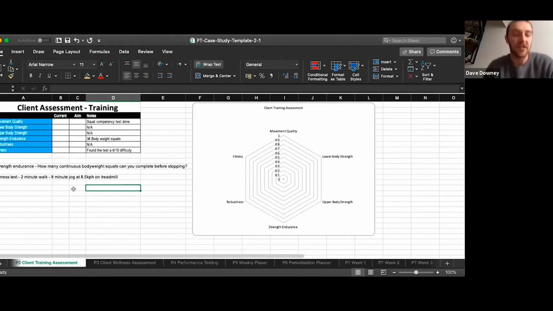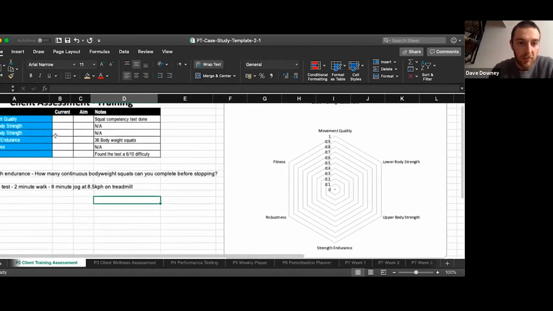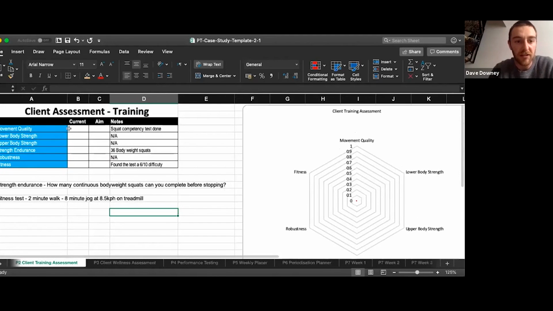So this is your client assessment training. This is basically what we're looking at here. When we look at movement quality, that's your squat competency test. That's the movement quality webinar we touched on, and you'll see it in the module. That's all that one's geared towards. So your lower body strength and your upper body strength.